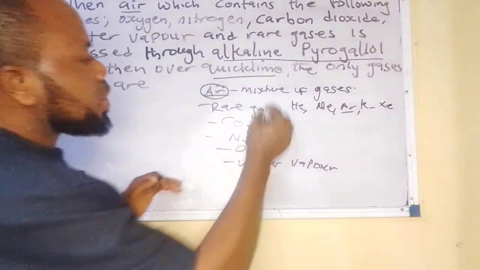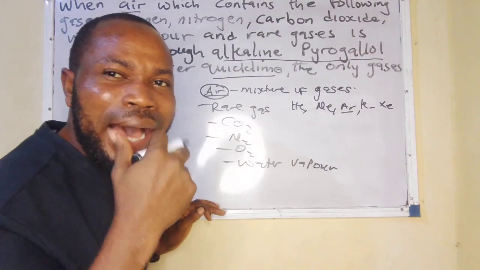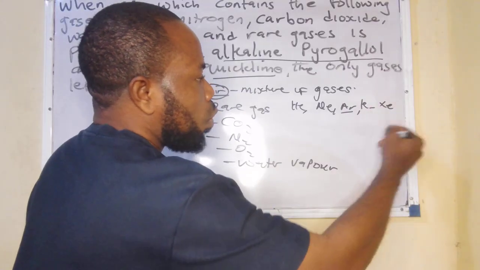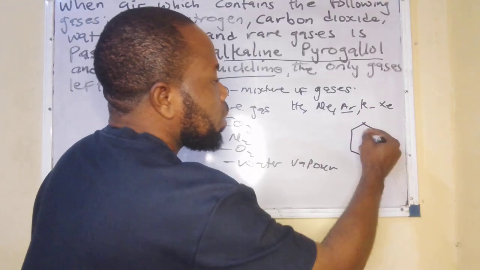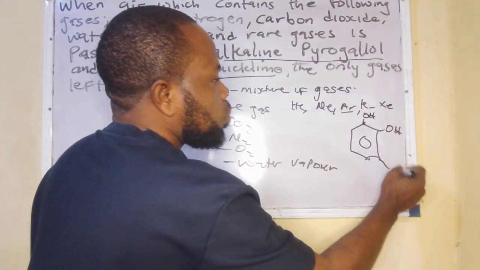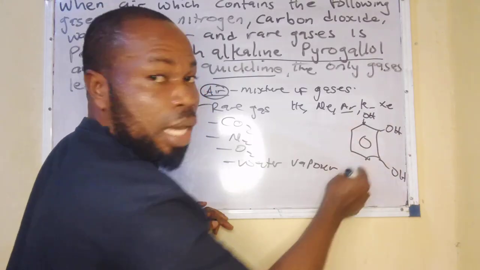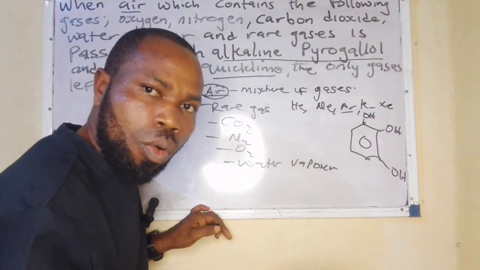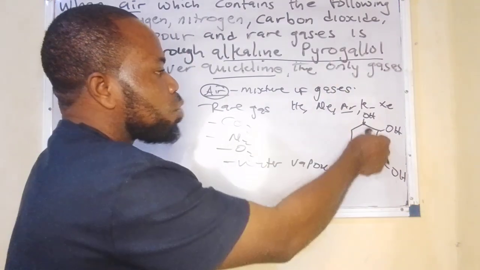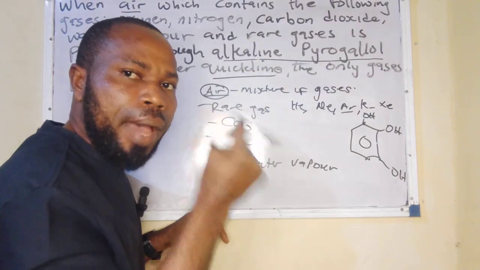First off, if I pass air through alkaline pyrogallol, this alkaline pyrogallol is actually an aromatic alcohol. Now, the structure of pyrogallol itself has OH, then another OH. Now, this is pyrogallol itself. You can see it's an aromatic alcohol. Another thing that you must pay attention to is that this pyrogallol is placed in an alkaline solution, so that's why they call it alkaline pyrogallol.